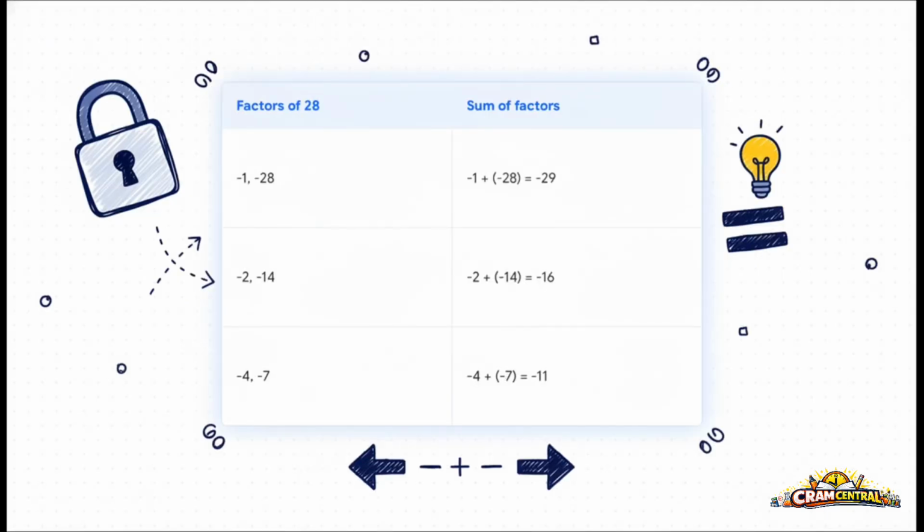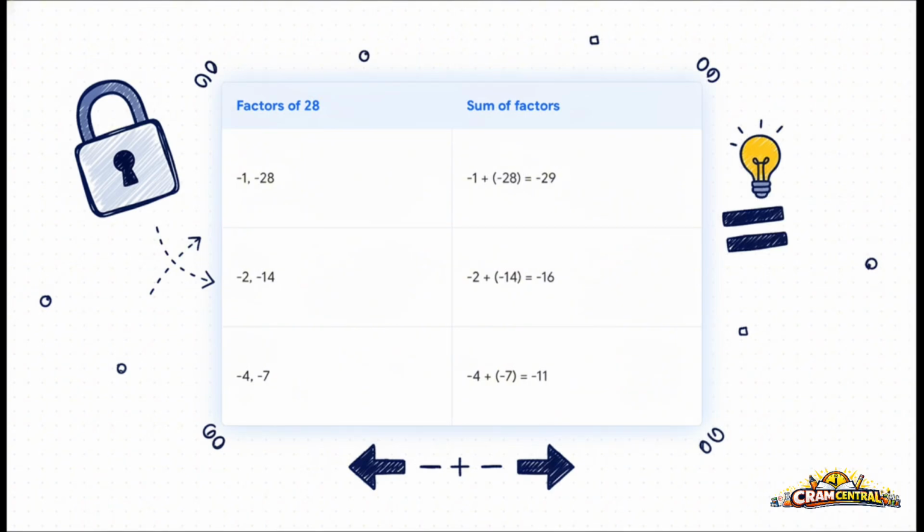Let's consult our notepad again to prove it. To get a negative sum and a positive product, well, both of our clue numbers absolutely must be negative. There's no other way around it. So we test the negative factors of 28. Negative 1 and negative 28, sum is negative 29.